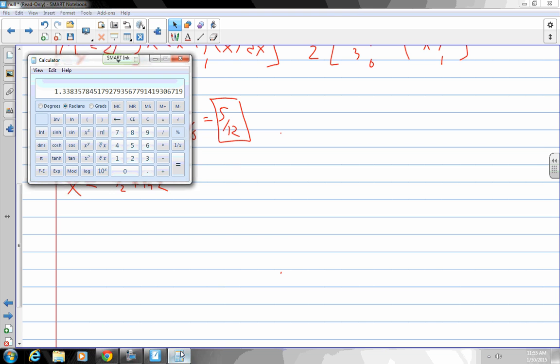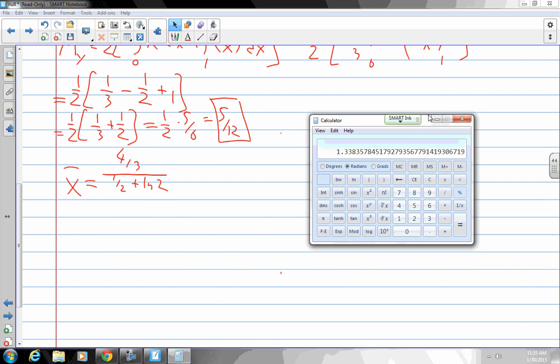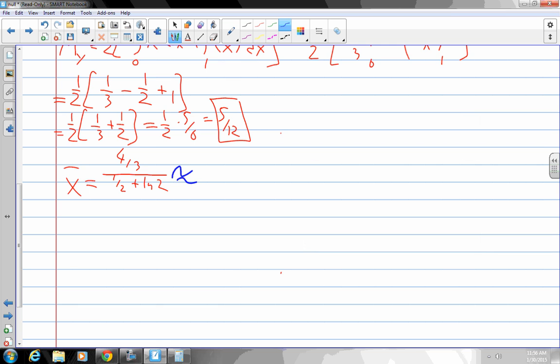I mean, I'm sure I can make it a little prettier, but regardless, it's going to be ugly. So 2 natural log plus, so that's our denominator, right? So then times 4 divided by 3. So 1.12 approximately. And the y bar is going to be 5/12 divided by the same thing.